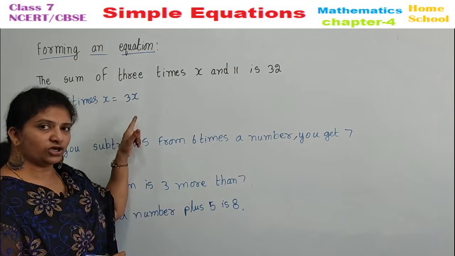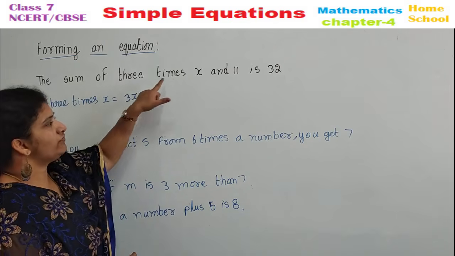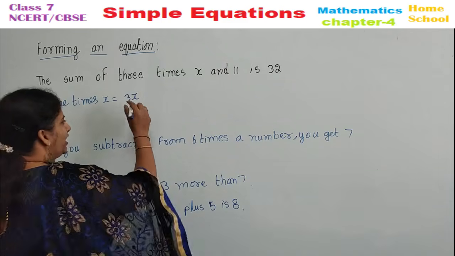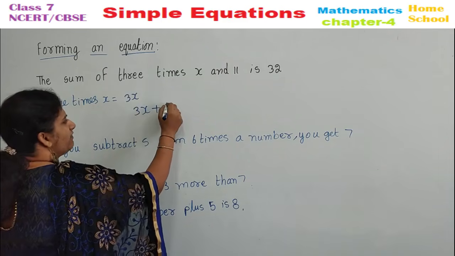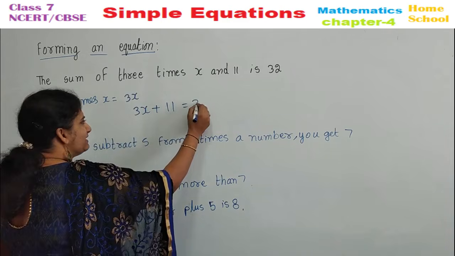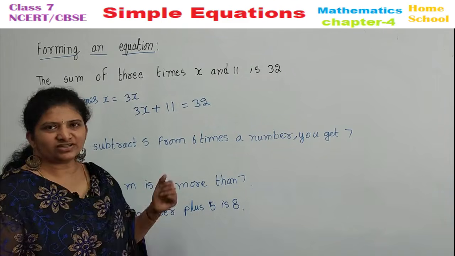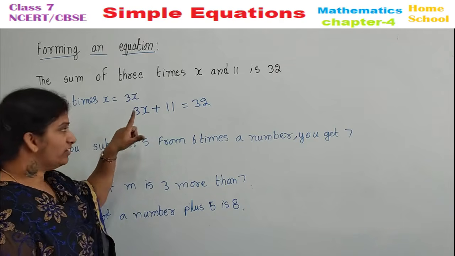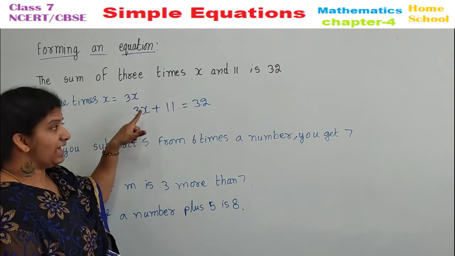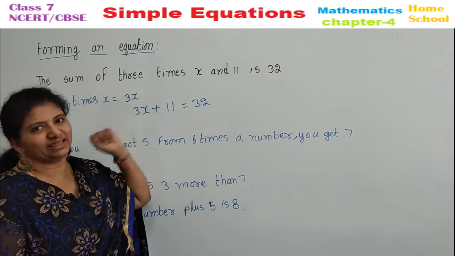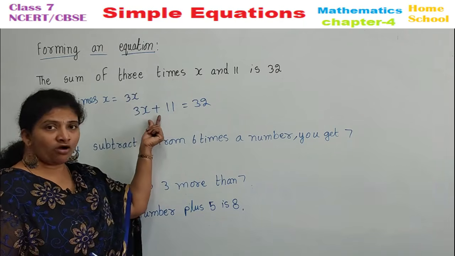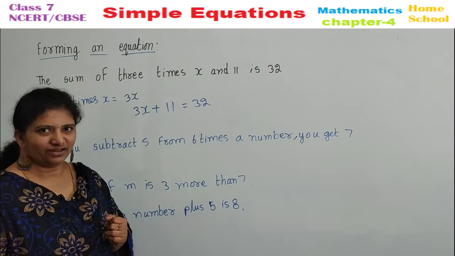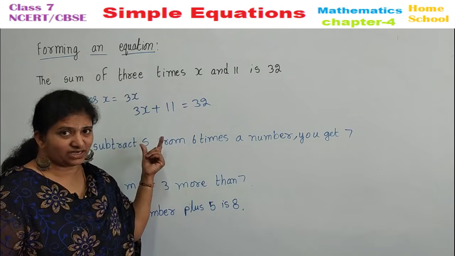3 times x is equal to 3x. Sum of 3 times x and 11. Sum of what? 3 times x. Sum and 11 is 32. Your equation is ready. I repeat once again. The sum of 3 times x and 11 is 32. Right? Understood how did we frame this equation?